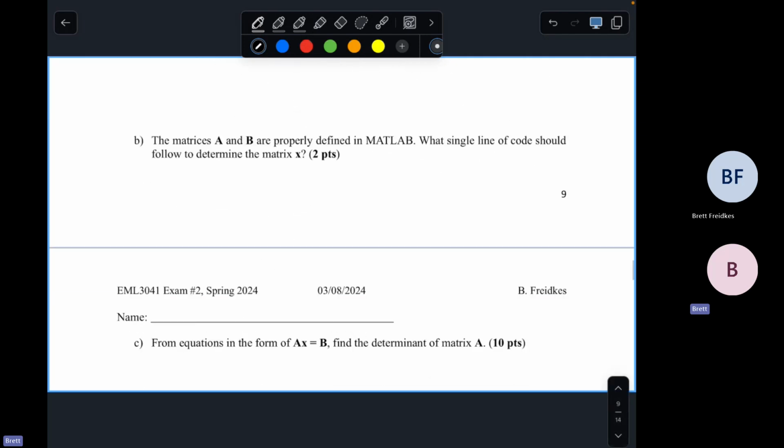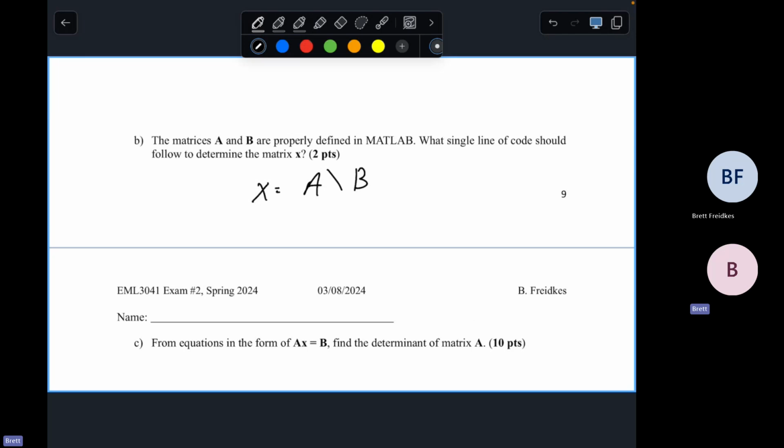Part B. The matrices A and B are defined in MATLAB. What single line of code should you use to get matrix X? 99% of people got this right. A backslash B. That's correct. X is equal to A backslash B.